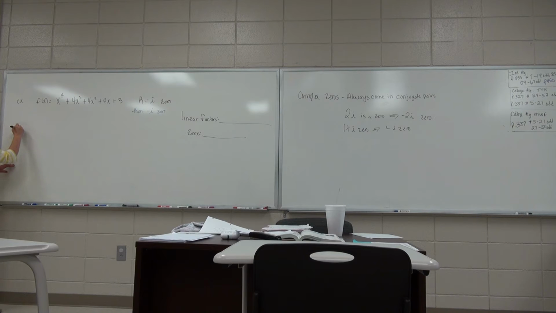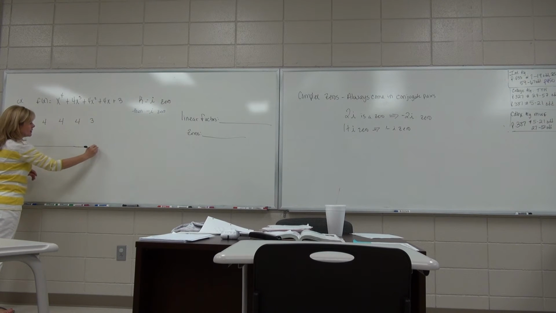So let's do it with i. This is probably going to be the worst thing on your test, is this problem right here. Okay, you got an x to the fourth, which is 1. Your coefficients are 4, 4, 4, and 3.